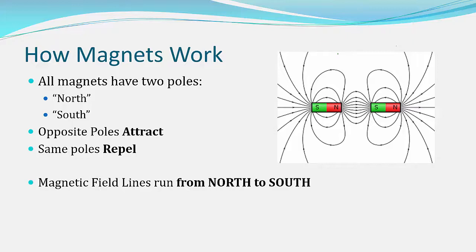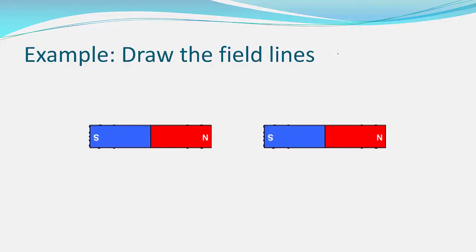Now, we can draw field lines to demonstrate magnetic fields, and it actually helps us highlight whether there is repulsion or attraction taking place. And the convention is that magnetic field lines run from north to south. So the arrows will go from the north pole to the south pole. So as an example, have a crack at this one yourself. Could you draw for me the field lines between these two bar magnets?